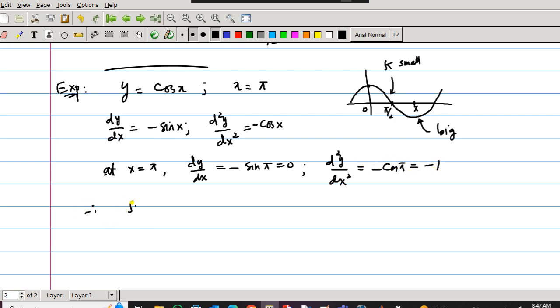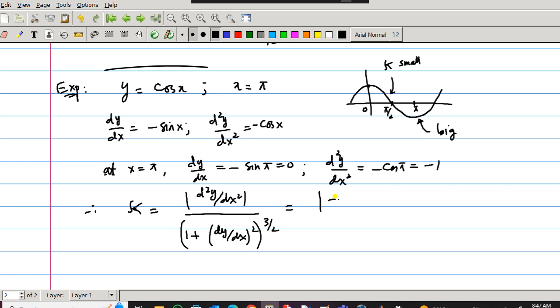So therefore kappa, the curvature, is the absolute value of the second derivative divided by 1 plus dy by dx square power 3 by 2. So this will become absolute value of minus 1 divided by 1 plus 0 square power 3 by 2. So this has become 1. Minus 1 absolute value is 1. 1 plus 0 square is 1. 1 power 3 by 2 is also 1. So answer is 1. So see, the curvature is 1 here.